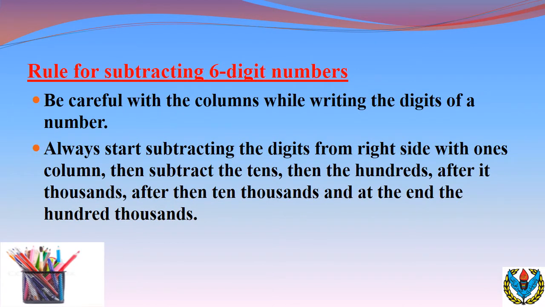Now, how are we going to do the subtraction? Here is the rule. We must be careful with the columns while writing the digits of a number. We always start subtracting the digits from the right side with the ones column, then subtract the tens, then the hundreds, then thousands, then 10,000s, and at the end the hundred thousands.